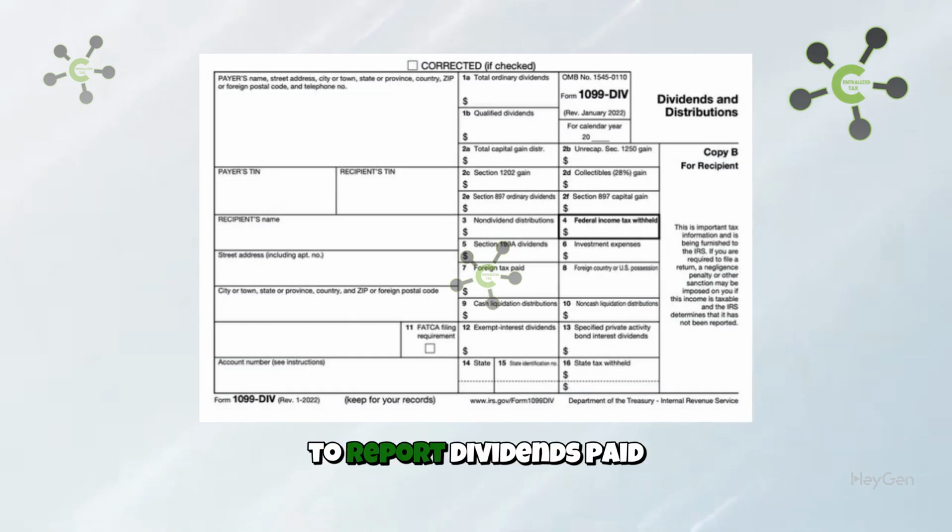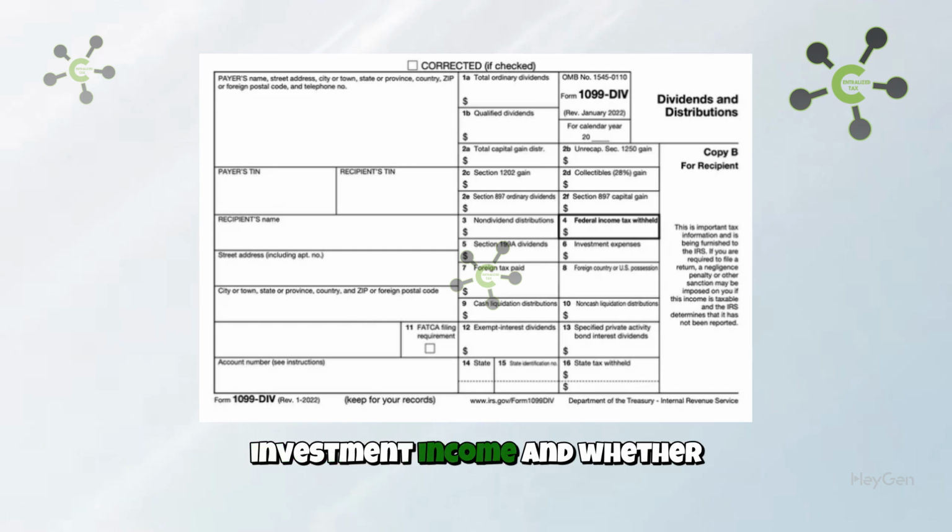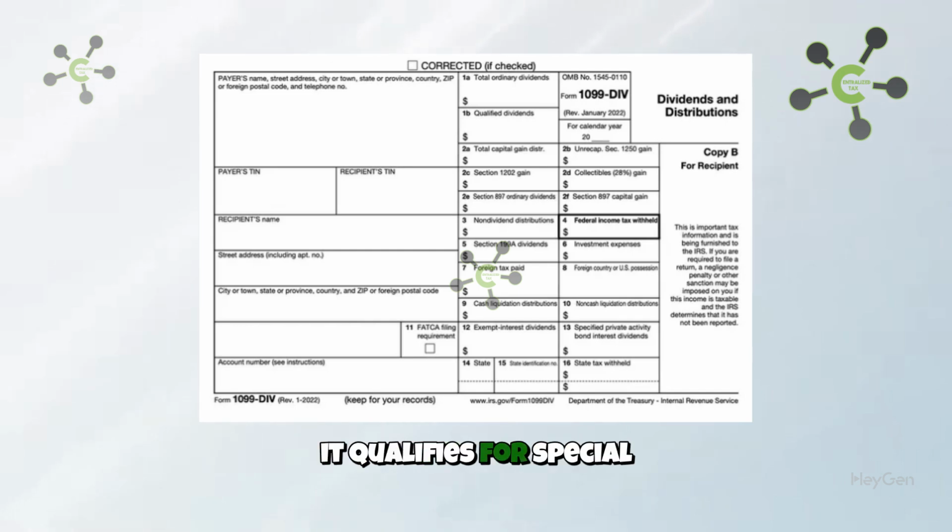Form 1099, Dividends and Distributions. This form is used to report dividends paid by stocks, mutual funds, or other investments. It helps determine your investment income and whether it qualifies for special tax rates based on whether it's ordinary or qualified dividends.